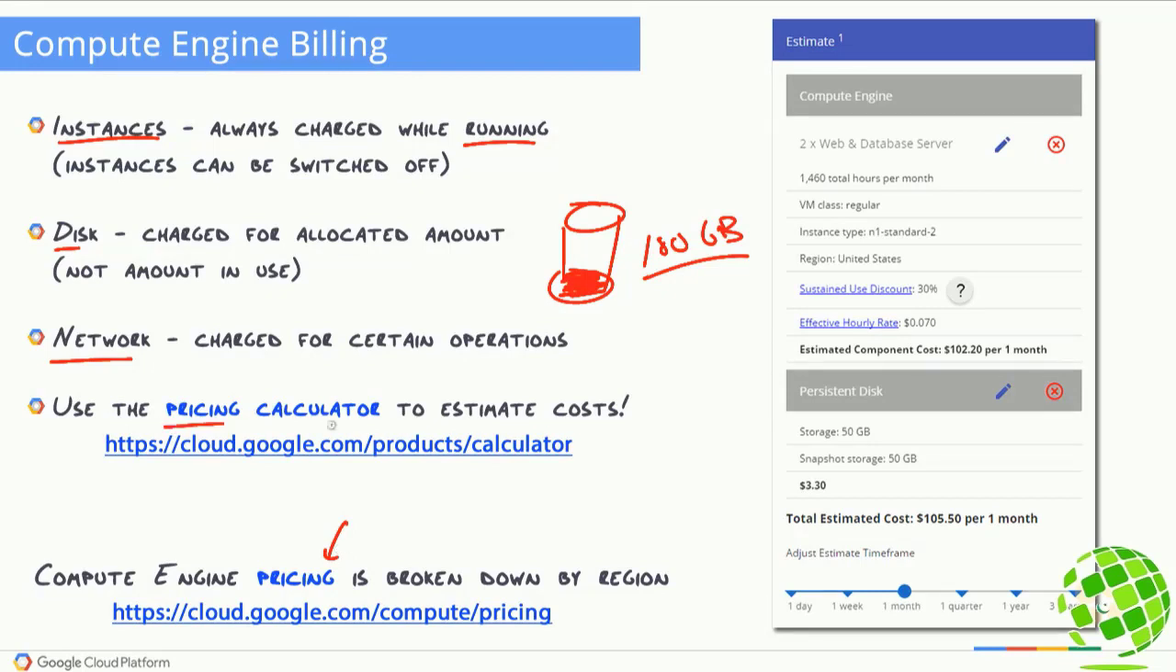I would also advise you to check out the pricing calculator. This is a wonderful tool, very easy to use. You can use it to create estimates and really get a good idea of what your workloads are going to cost you. And it goes above and beyond just Compute Engine. You can use this for all of the products here in Google Cloud Platform. So certainly check out that link.